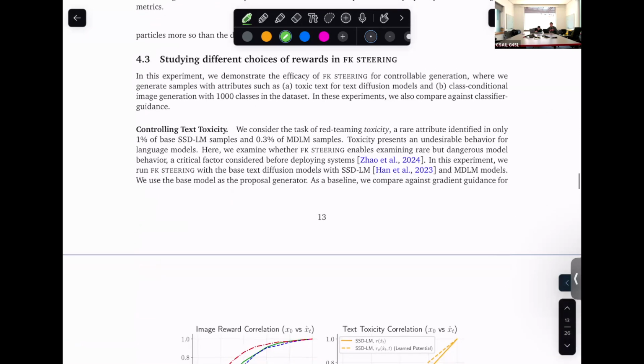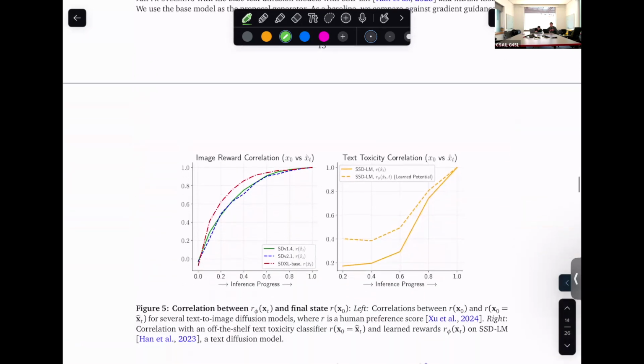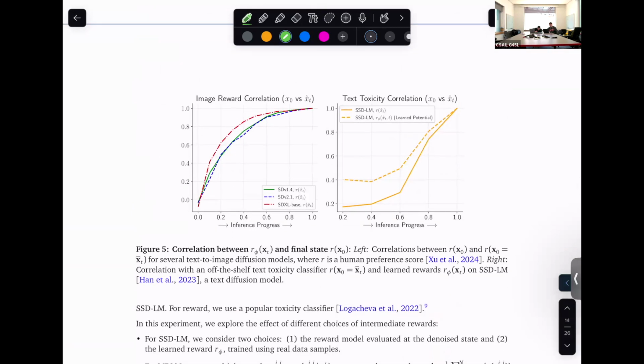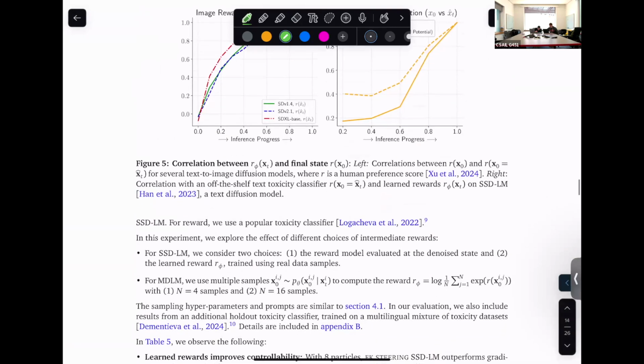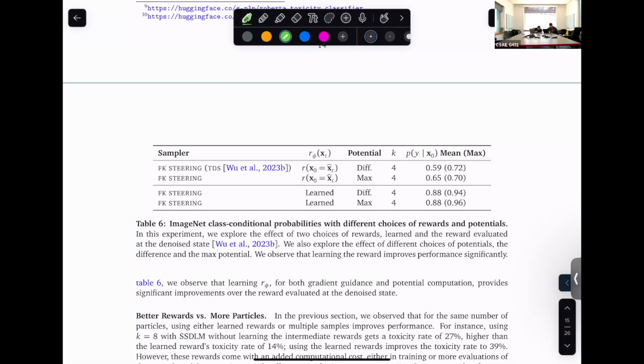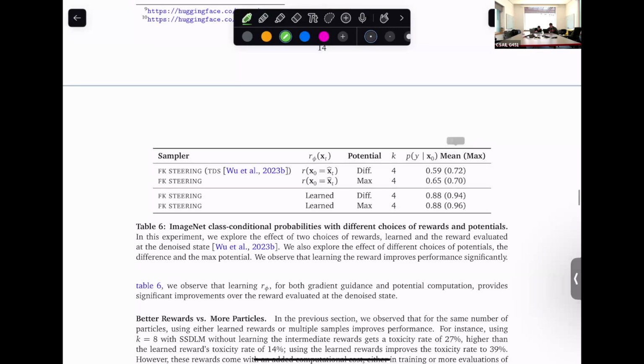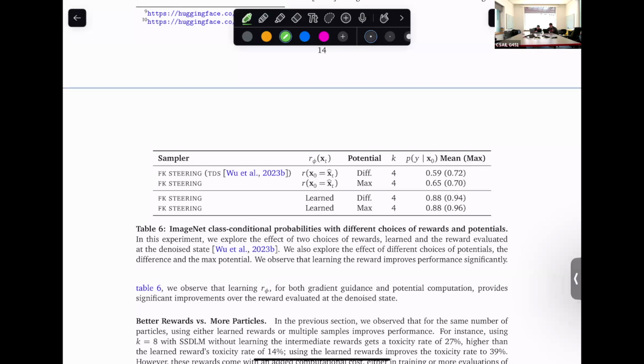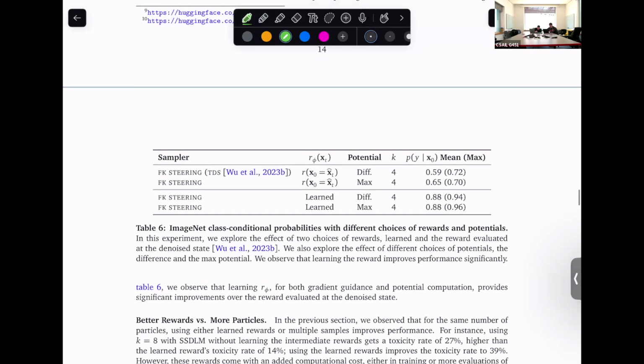Studying different choices of rewards. Correlation. I think that's the chart we were just looking at. The table was just higher, I think. I see. Yeah. FK steering TDS. Oh, okay. Now they compare against some baselines. What time is it? I have to run a little bit.